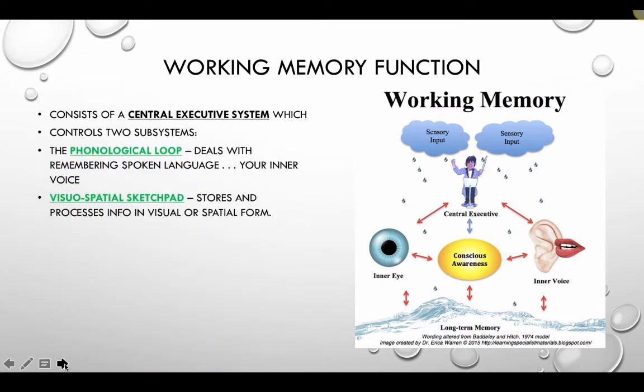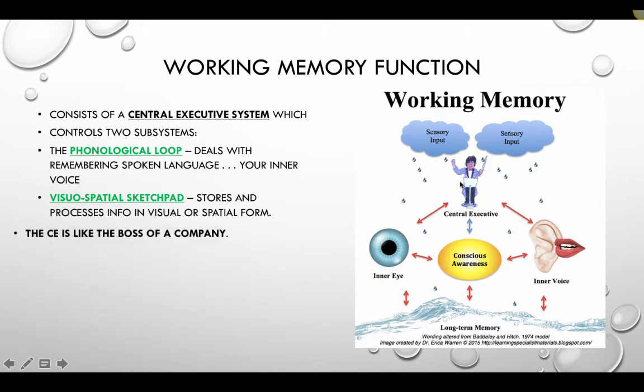There's two subsystems in here, the phonological loop and the visual spatial sketchpad. The phonological loop really deals with remembering spoken language. It's your inner voice, so you can think about what somebody is saying to you. And the visual spatial sketchpad stores and processes visual info in the visual or spatial form that it was received. So we can recreate a map or a diagram or what somebody looked like that we just met.